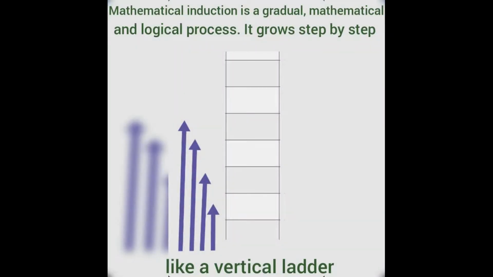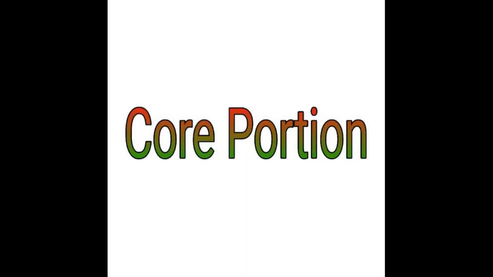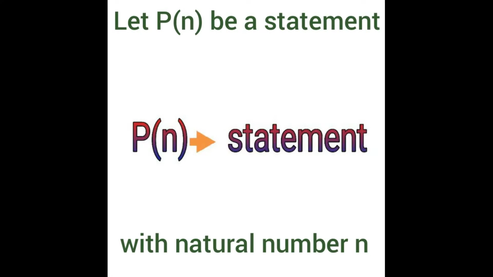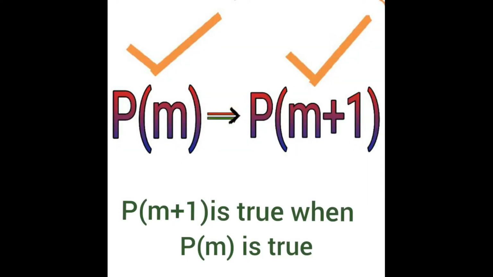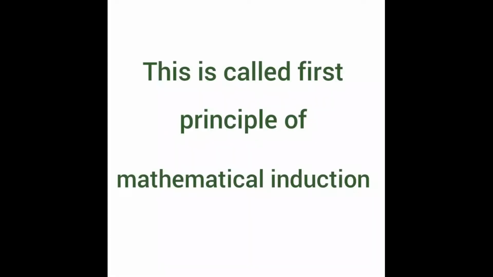Mathematical induction is a gradual mathematical and logical process. It grows step by step like a vertical ladder. In the core portion, let P(n) be a statement with natural number n, such that 1, P(1) is true, and 2, P(m+1) is true if P(m) is true. Then P(n) is true for all n belongs to N, where N is the set of all natural numbers. This is called the first principle of mathematical induction.